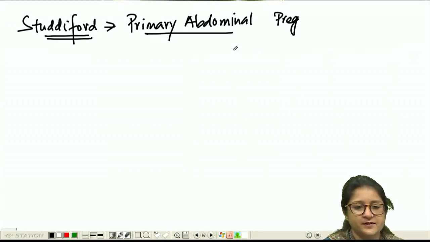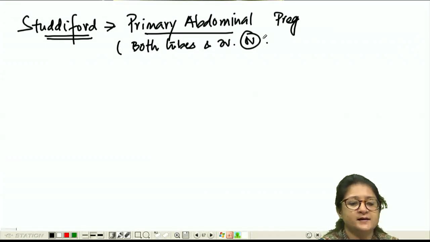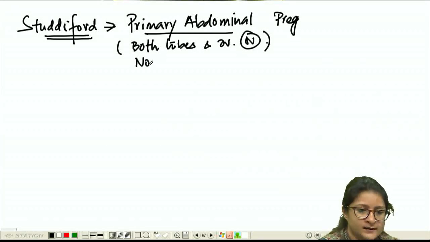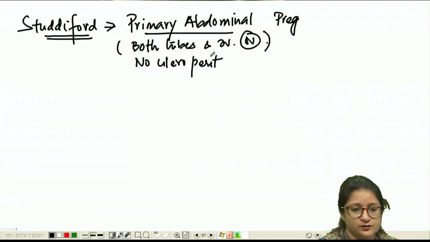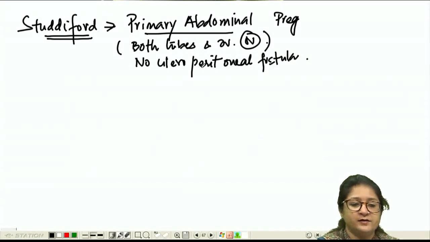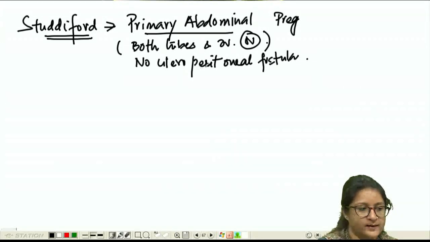If at all you have to remember something about primary abdominal pregnancy, you should understand that in a primary abdominal pregnancy both tubes and ovaries are normal. That means that the pregnancy was in the abdomen to begin with. It is not like it was in the tube or ovary earlier and after rupturing went ahead and implanted elsewhere in the abdomen. That is what is secondary abdominal pregnancy. There is no uteroperitoneal fistula, so it's not like it has perforated the uterus and come out. So there is no other source of abdominal pregnancy.